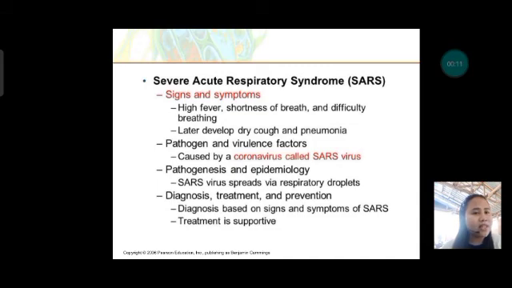The symptoms and signs were high fever, shortness of breath, and difficulty breathing. It later develops into dry cough and pneumonia. The pathogen is a coronavirus called the SARS virus, and the SARS virus spreads via respiratory droplets. The diagnosis is based on signs and symptoms of SARS. Treatment is supportive.